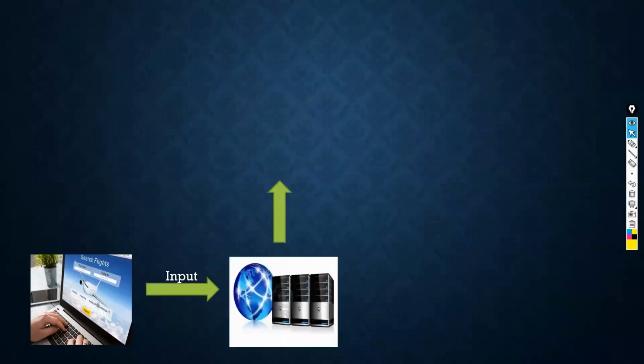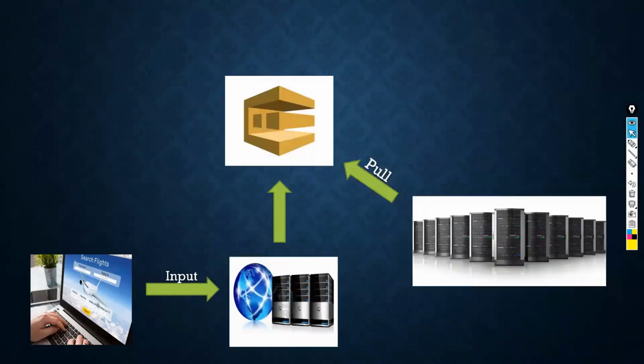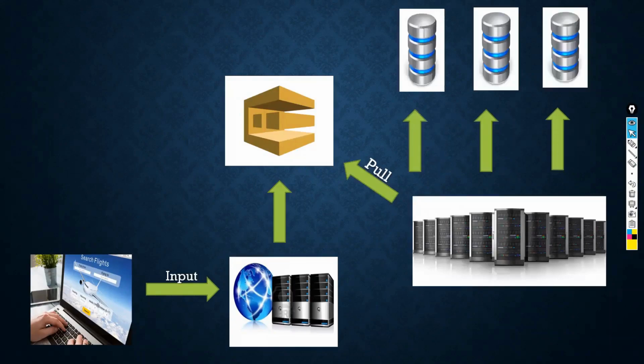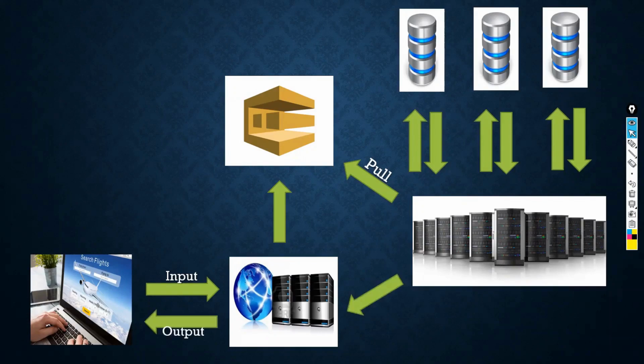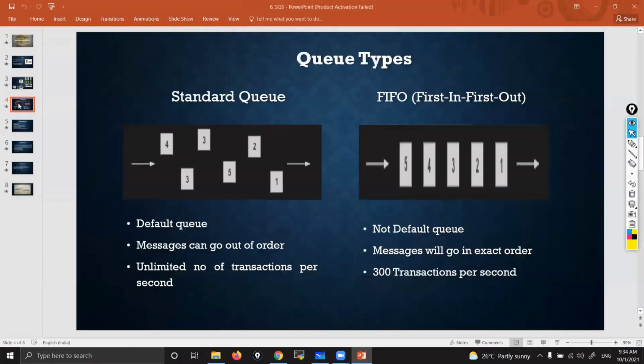Here, the request will go to the web server from the SQS queue. From the applicant server, it pulls the request. Then the data will be stored in the database server, and the ticket confirmation goes from the applicant server directly to the web server. Then you can see the details.